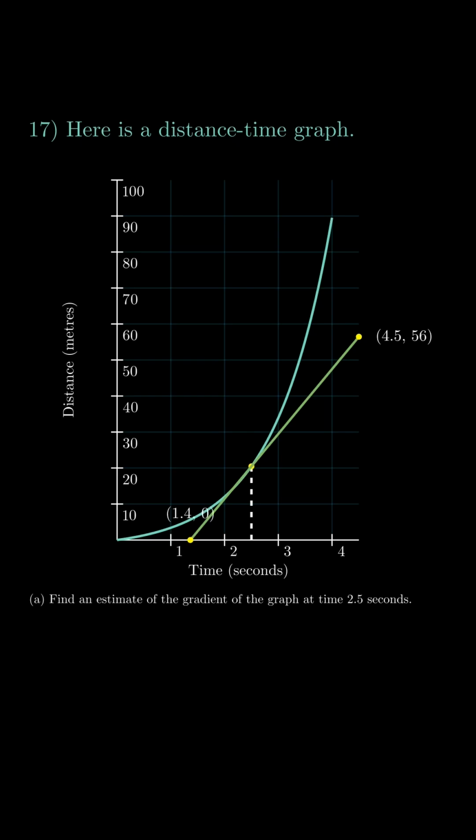In our line, our lowest point is 1.4 and 0, and our highest point is about 4.5 and 56. Then, the gradient is the change in y over the change in x. So we take away the y values from our highest and lowest points, and we do the same with our x values. We get that our gradient is 56 over 3.1, which is about 18. Part B, for 1 mark. What does the gradient of the graph represent? Our graph shows how distance changes over time, and we call that speed.